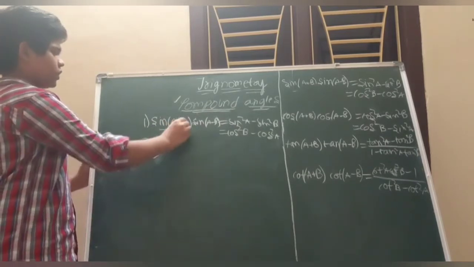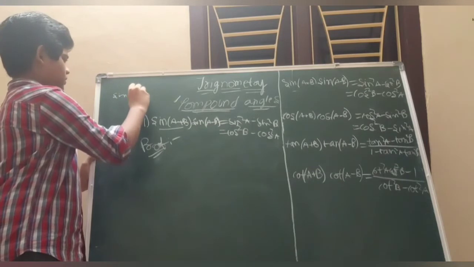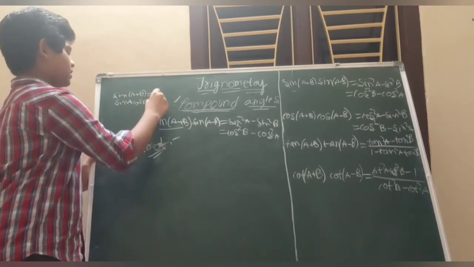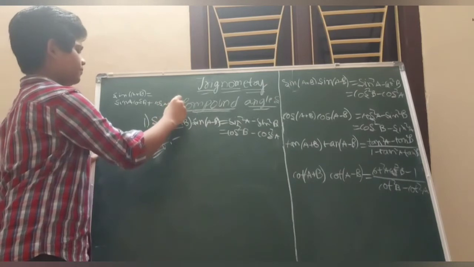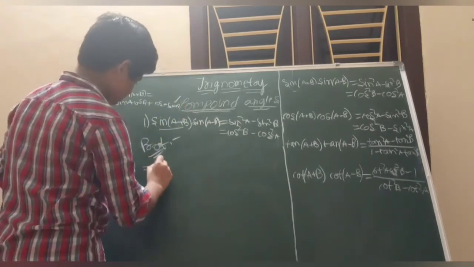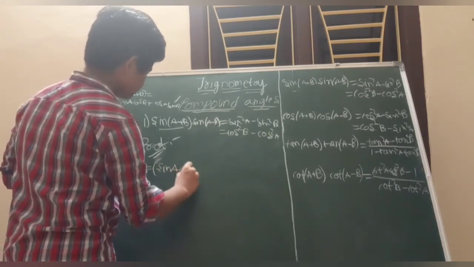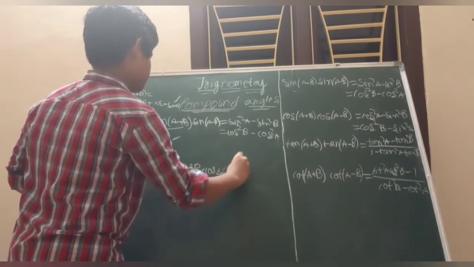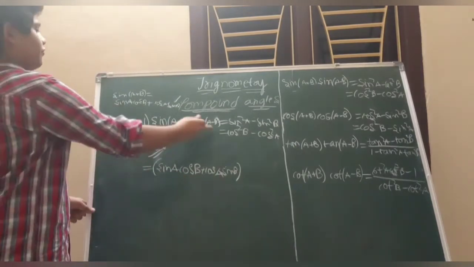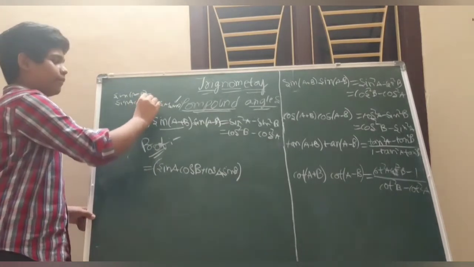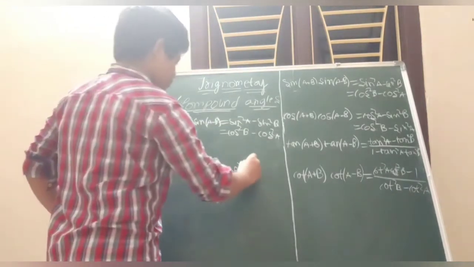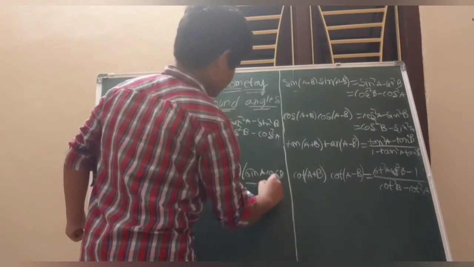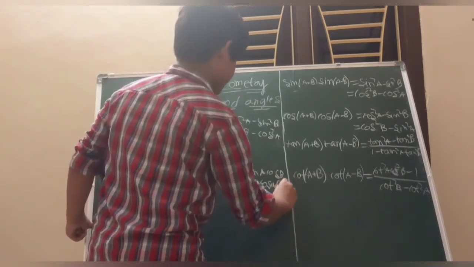So we know the formula of sin(A+B) is equal to sin A into cos B plus cos A into sin B. So let us write that first: sin A cos B plus cos A sin B. And sin(A-B) is equal to sin A cos B minus cos A sin B.